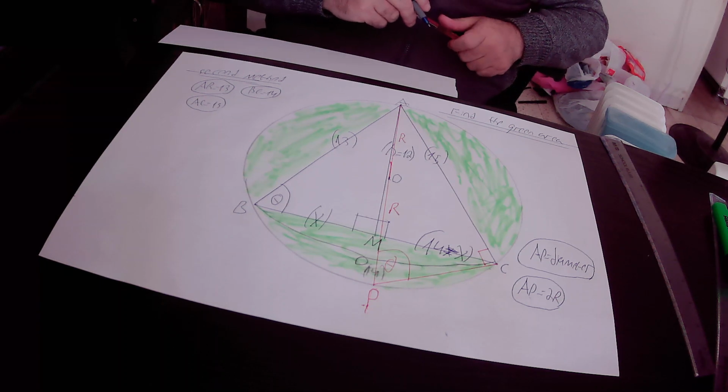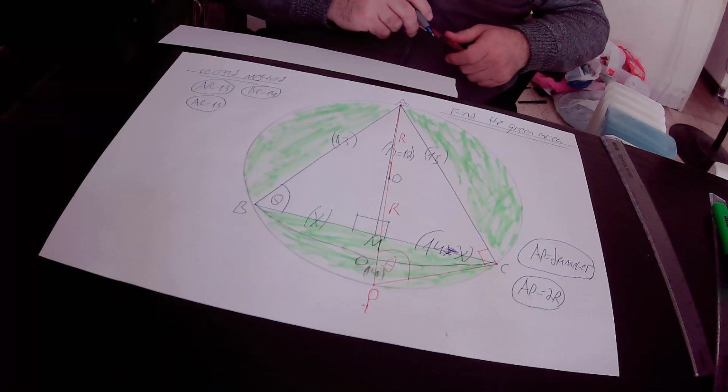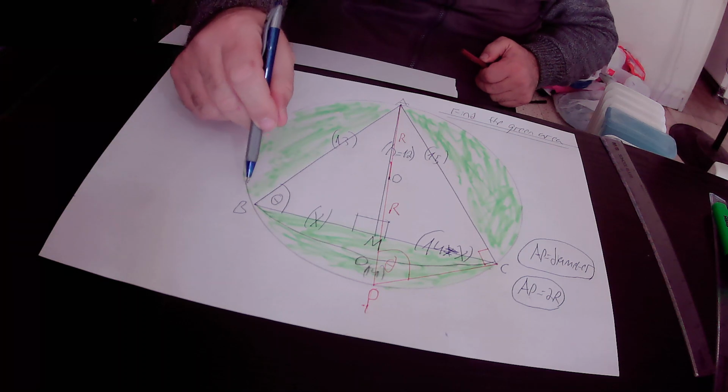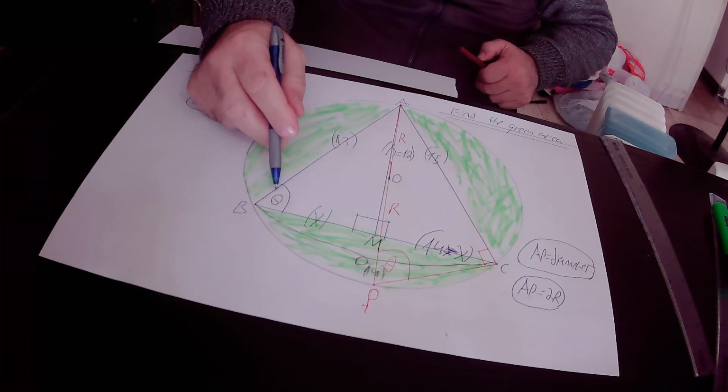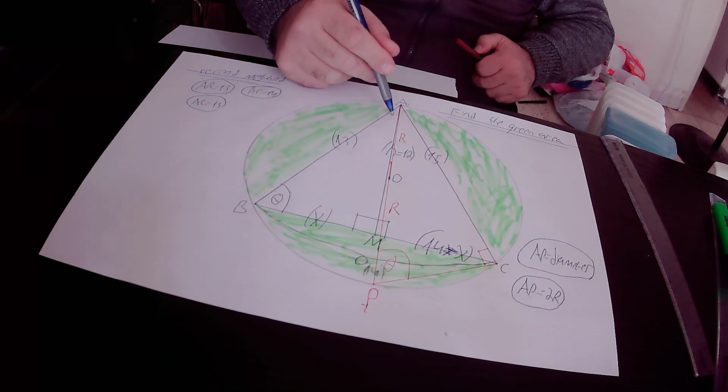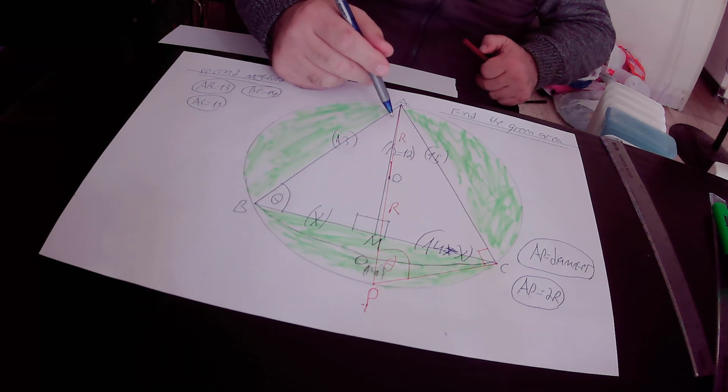So we'll focus on the right triangle ABM. On this right triangle ABM, this angle equals theta, this angle equals 90 degrees, therefore the missing angle A must be equal to 90 degrees minus theta.